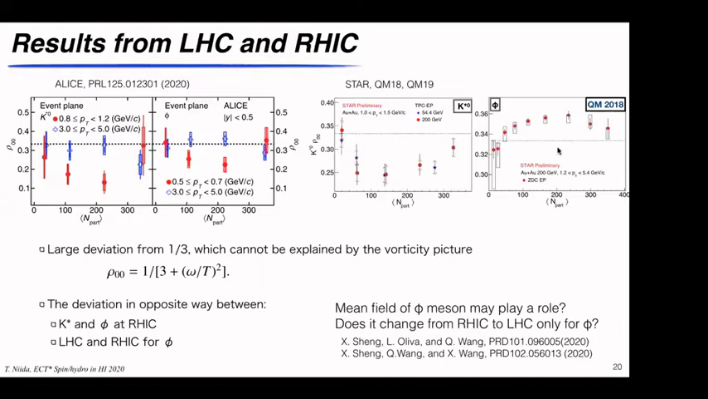But maybe in the following talk, they will clarify whether such a model can explain the whole picture, including phi meson and K star at both RHIC and LHC results.